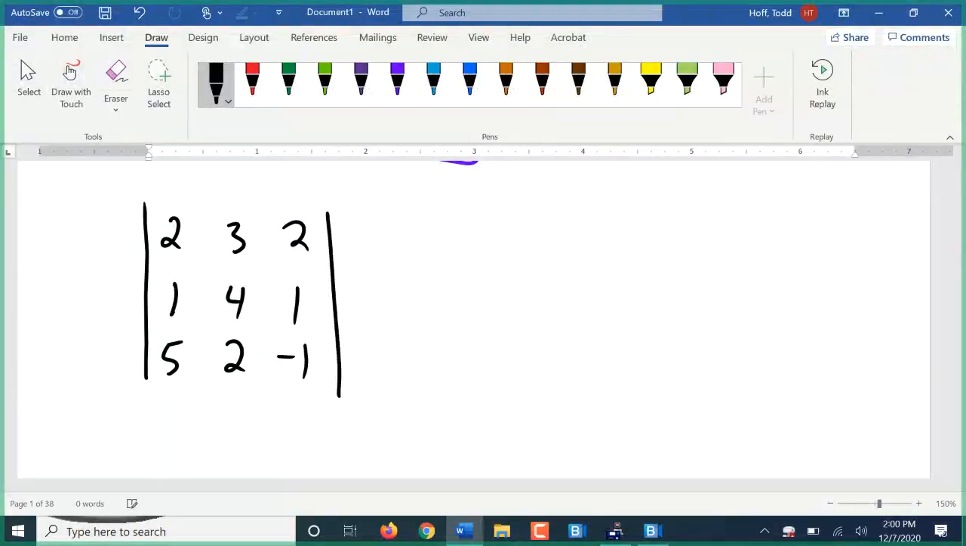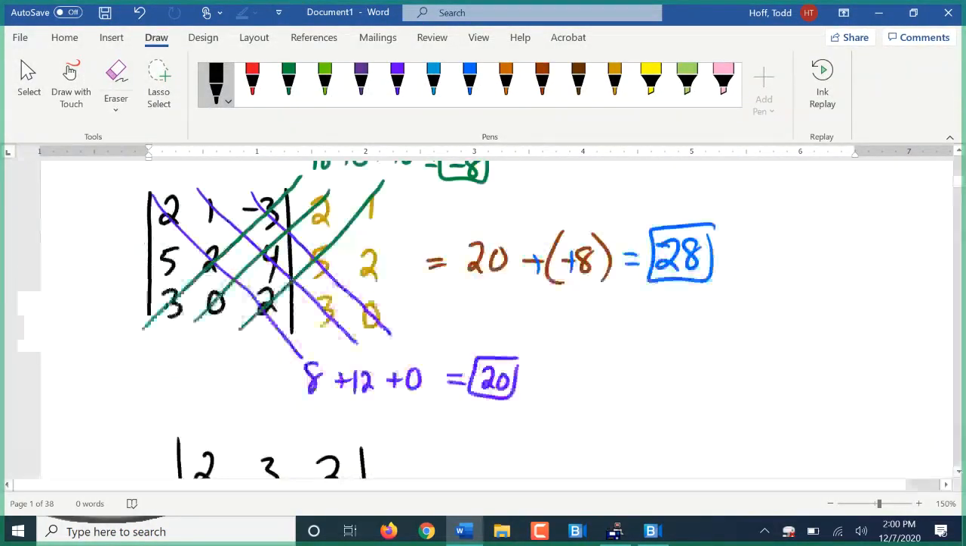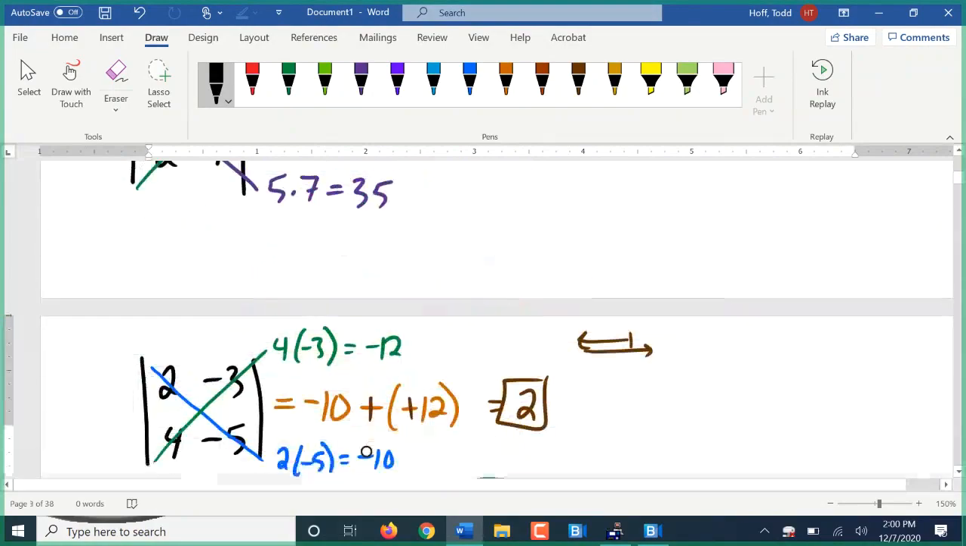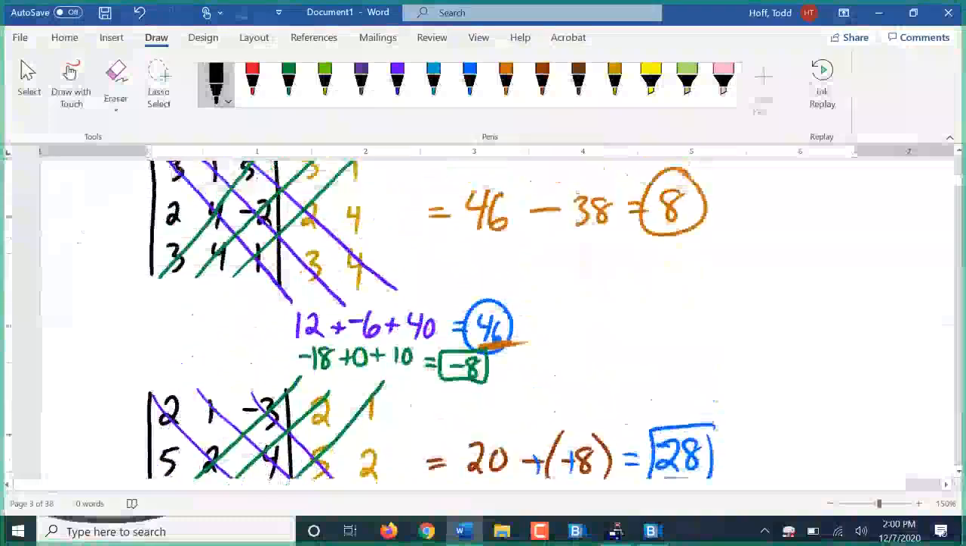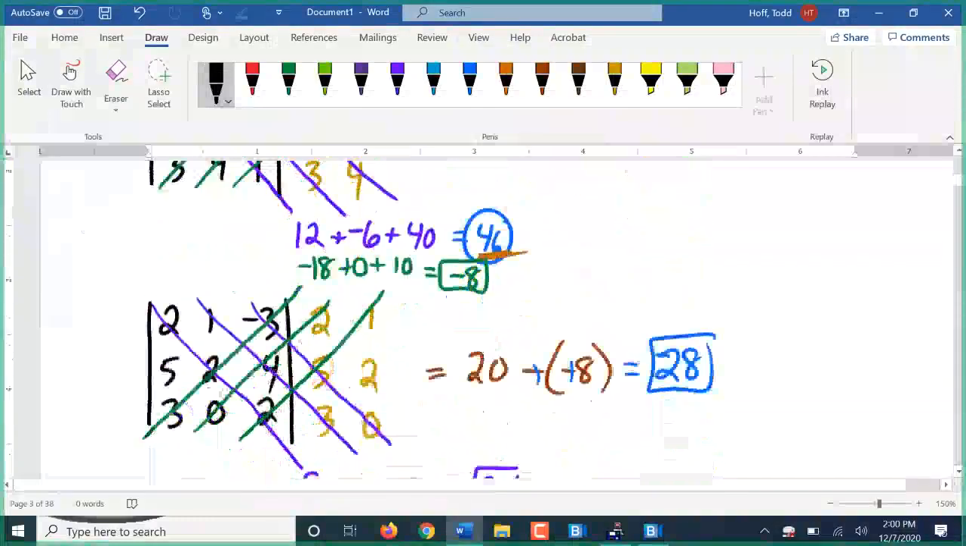I'm sorry, what was the determinant for that top one? 28, or for the other one? I had 28 for this one and 8 for the one before that. Okay, all right, thank you. You bet.